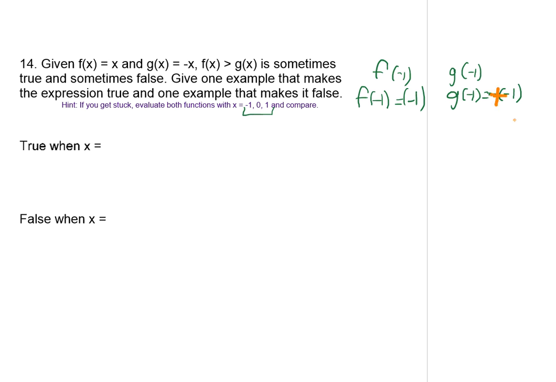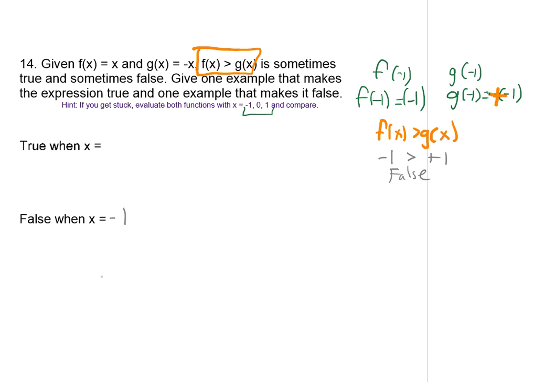Okay, so let's see if our inequality is true. This one right there. Let's check. It says that f of x is greater than g of x. Well, our value for f of x was negative 1, and our value for g of x ended up being positive 1. So negative 1 is greater than positive 1 is false. Okay, so we know that it is false when x equals negative 1.